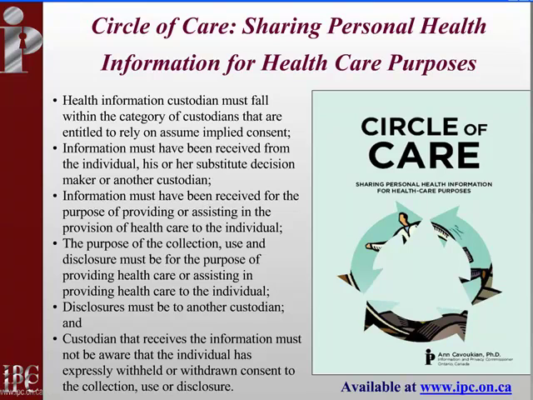The information must have been received for the purpose of providing health care to the individual. The purpose of the collection, use, or disclosure must be for the purpose of providing health care, and disclosures must be to another custodian, so you cannot include family members and other people within the circle of care. And the custodian that receives the information must not be aware that the individual has expressly withheld or withdrawn consent to the collection, use, or disclosure. So these are the key components of assumed implied consent, and they're set out in detail in that brochure.